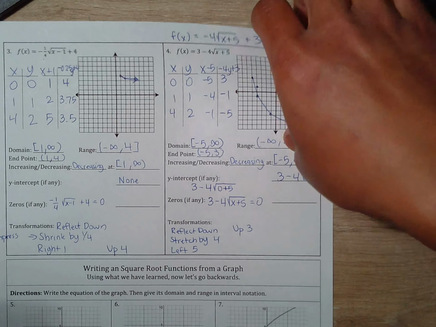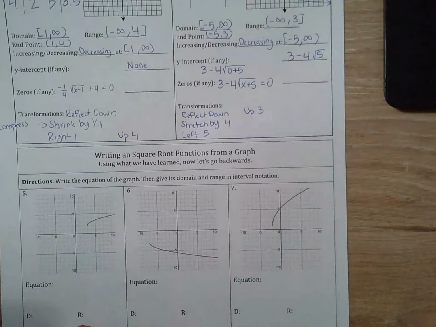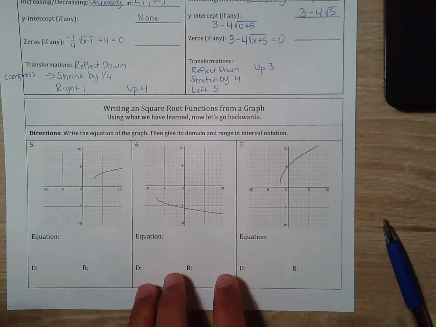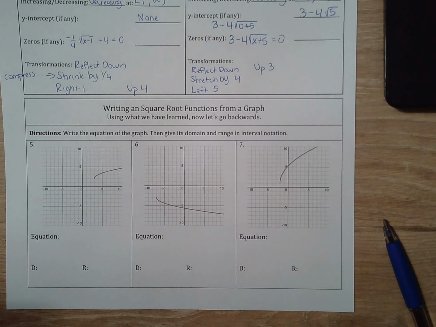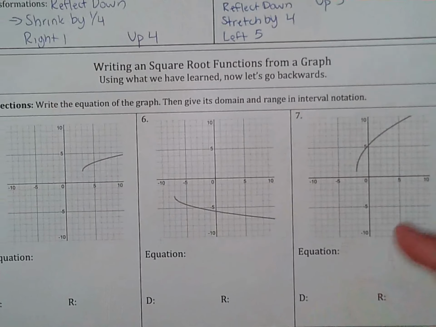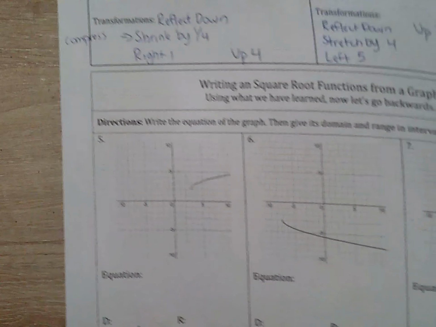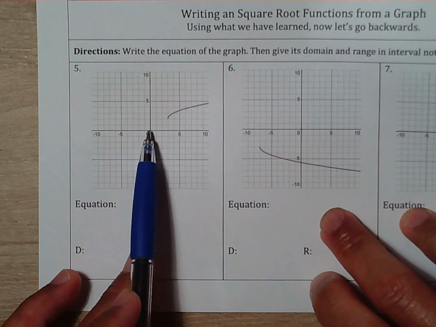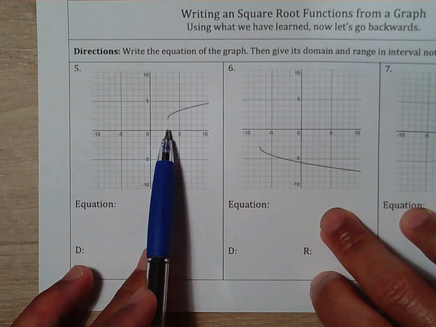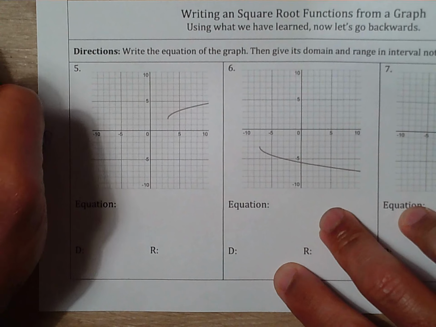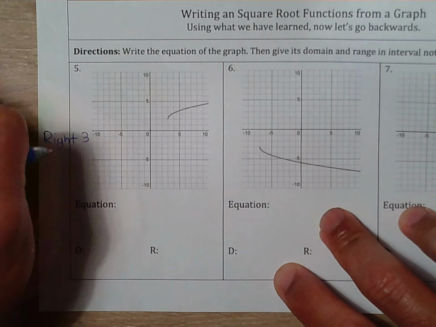All right, the last part of our lesson, writing square root functions from a graph. We want to go backwards, right? So using what we have learned, now let's go backwards. Usually I like to write out my transformations first and then put it into my equation. Question number 5, sorry. My transformations, so usually we start off at 0, comma 0. I go to the right 3, and I go up 2. Right 3, up 2.